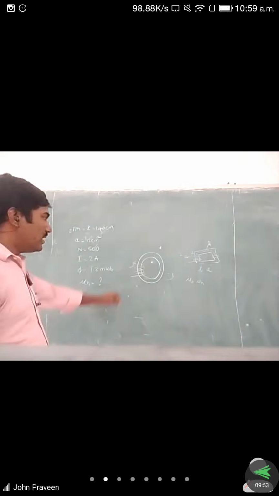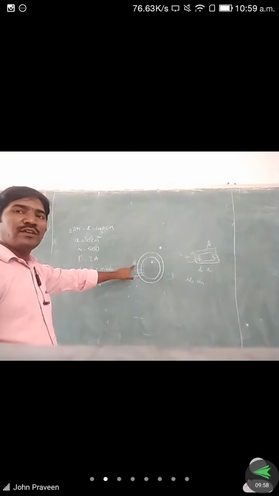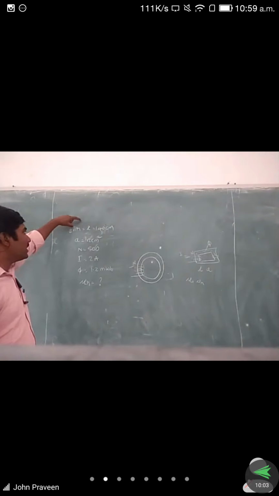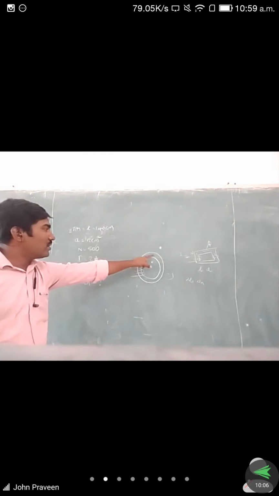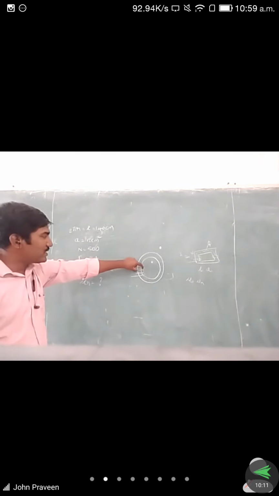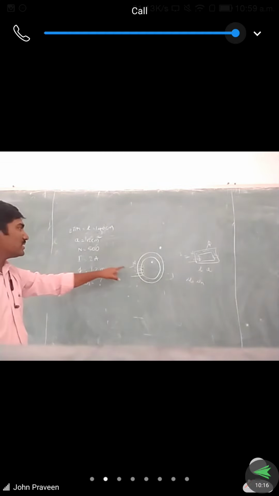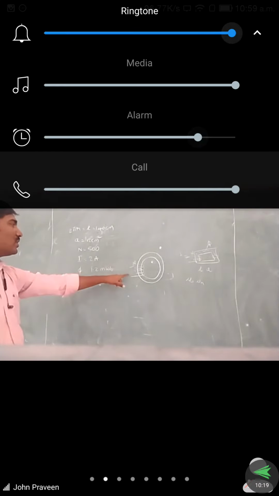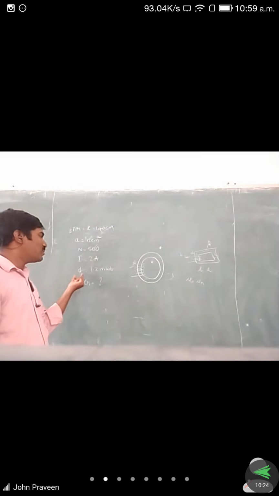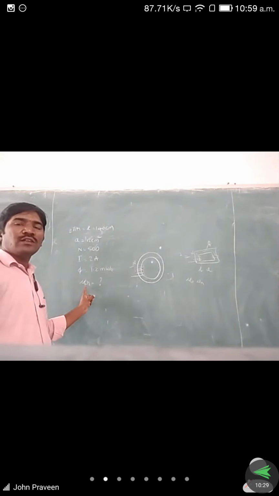So he has given a circular shaped core wound with 500 turns of coil. The mean length of the circle is 140 centimeters and the cross section area of that core is 12 centimeters square. The number of turns is 500. The current passing through that coil is 2 ampere, which produces a flux of 1.2 milliweber. So we want to find out the mu r value.